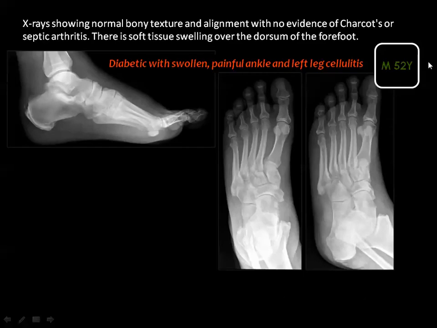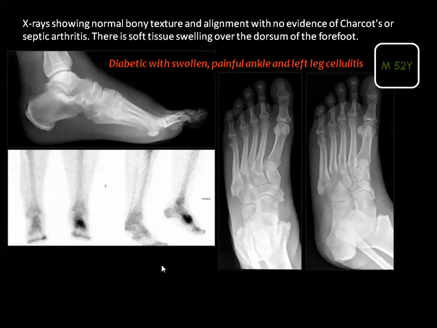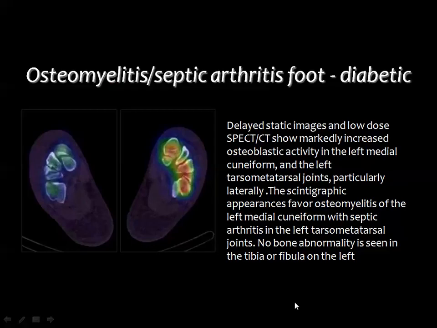Also, look at this example of a male patient, 52 years old, with diabetes and painful ankle and left leg cellulitis. Then you look at the bone X-ray, and you can see that the bone X-rays are normal. Look at the bone scan, and you can see increased uptake in the middle part of the foot. And you go back to the bone X-ray, and you look carefully, and you cannot see any abnormality in the metatarsus.